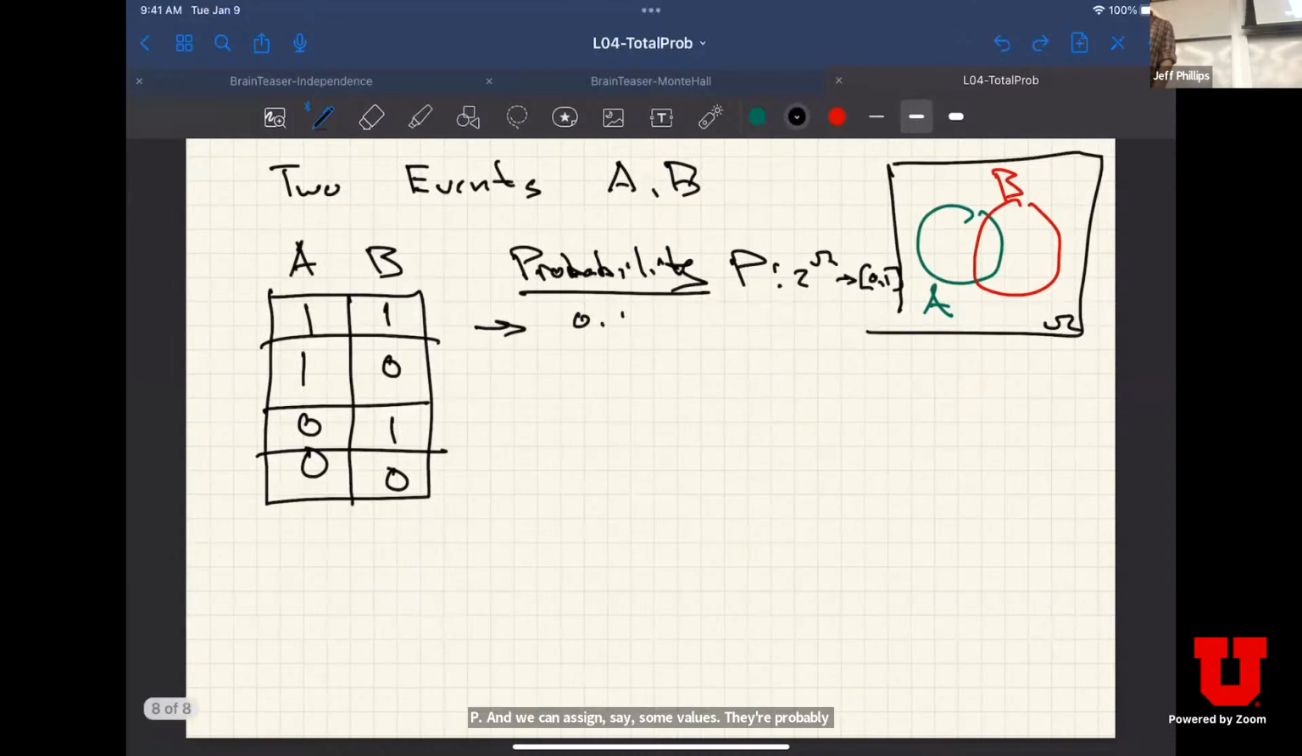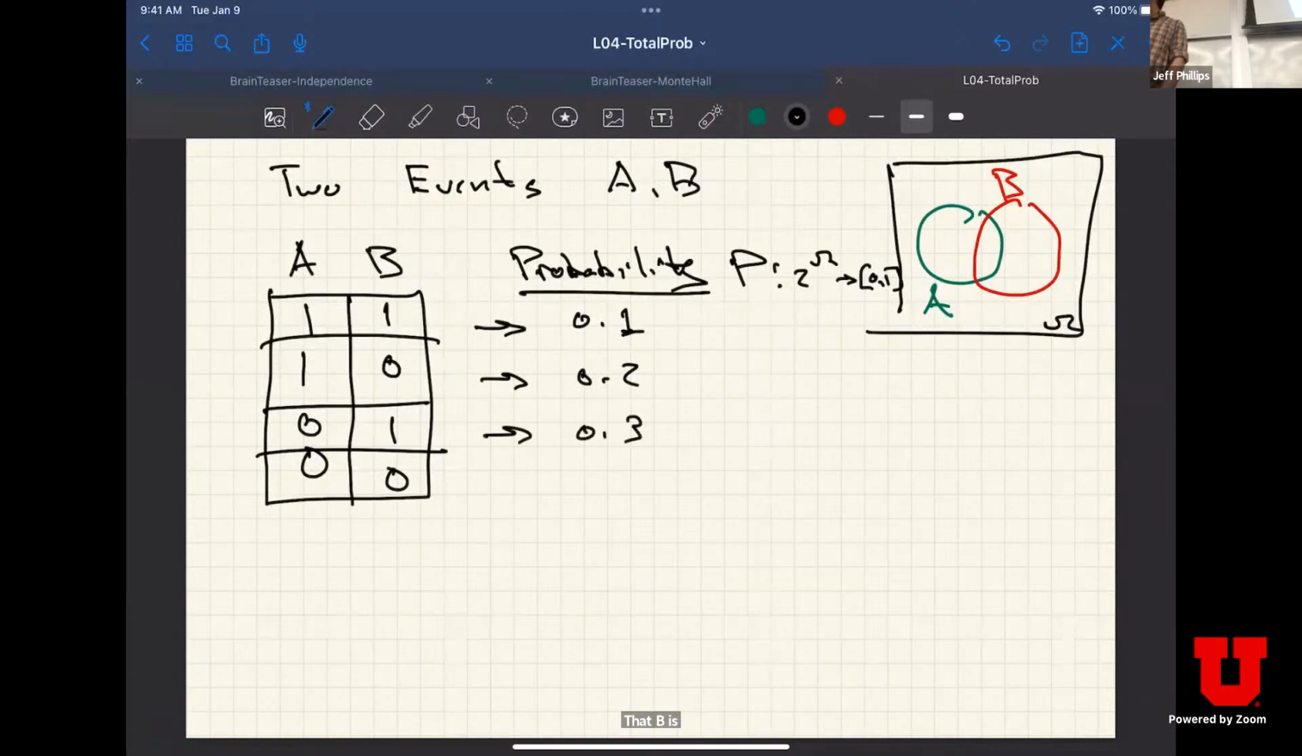Maybe I'll match it with the area a little bit more. It might be 0.1. The probability A is true and B is not true might be 0.2. That B is true, but A is not true might be 0.3. And that neither is true is 0.4.